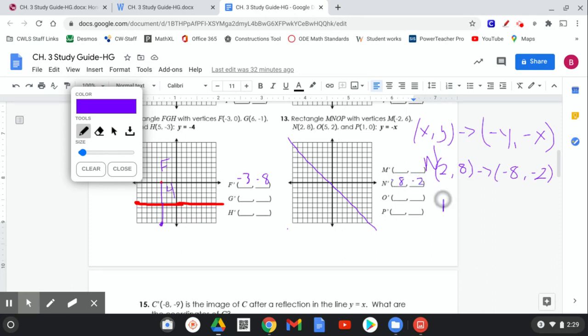If we have the coordinate M at (-2, 6), then the coordinate for M prime is going to be -6, and then we're changing that to a +2 because it's already negative. So that's going to be (-6, 2). Okay, so just using the rule here. Same thing for O, which is at (5, 2). So that changes to (-2, -5). All right. So hopefully you guys can figure out the last one.